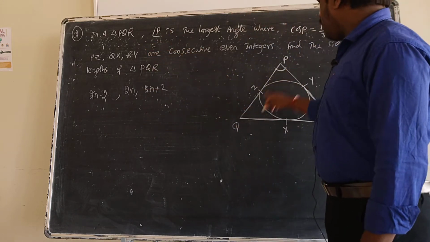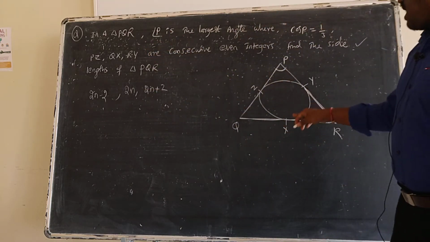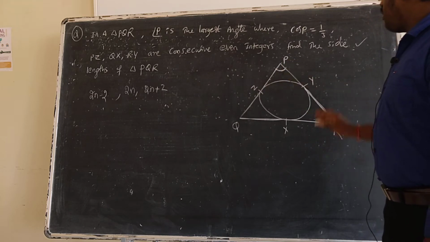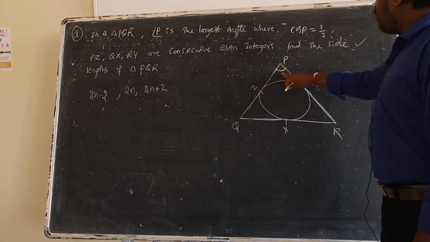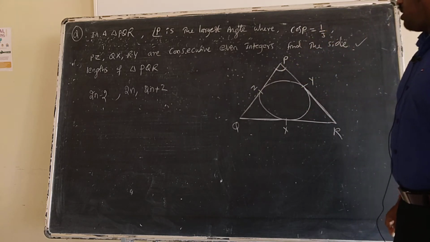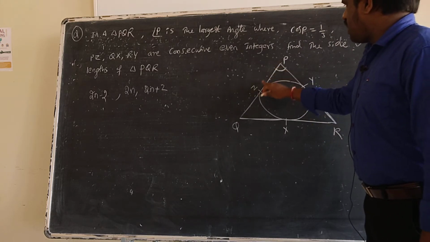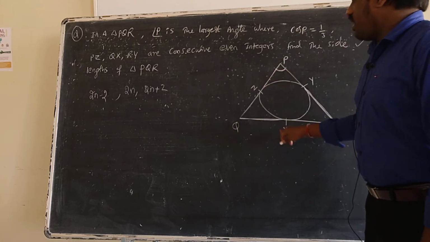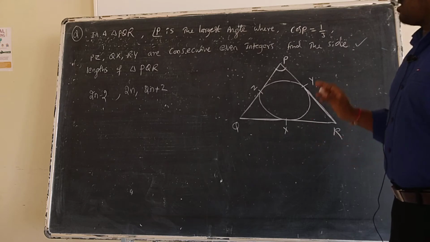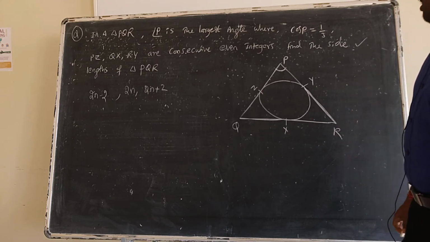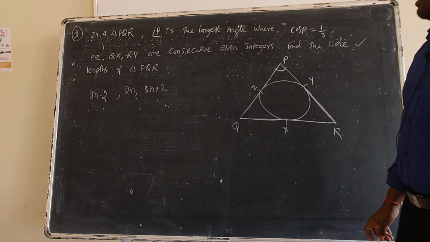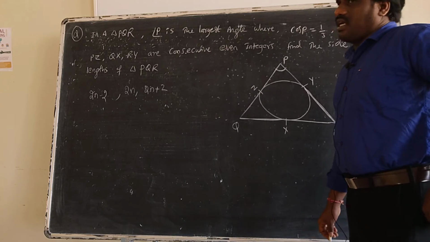In triangle PQR, it is given that angle P is the largest angle, where cos P value is given as 1 by 3. PZ, QX, RY are consecutive even integers. Find the lengths of the sides of the triangle PQR. That is what they are asking.